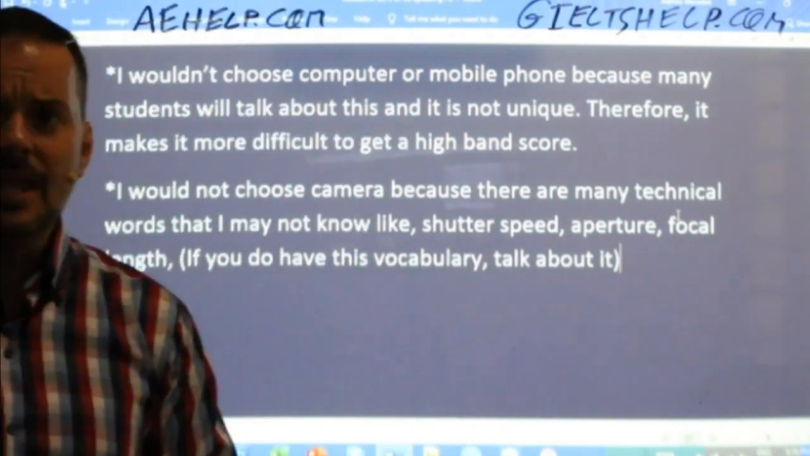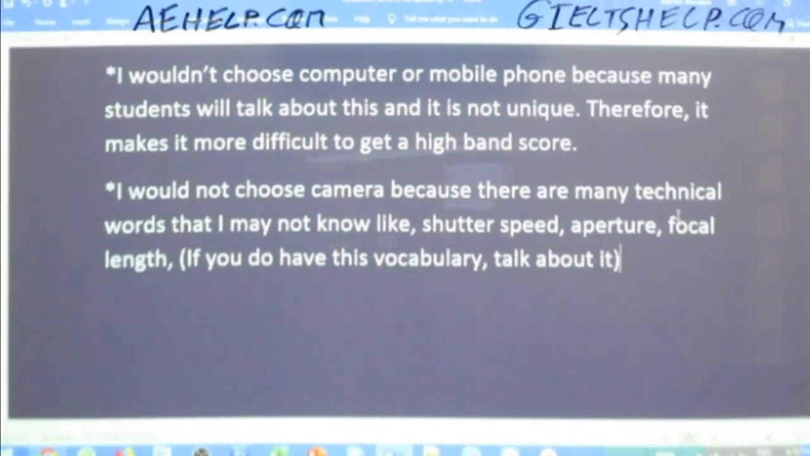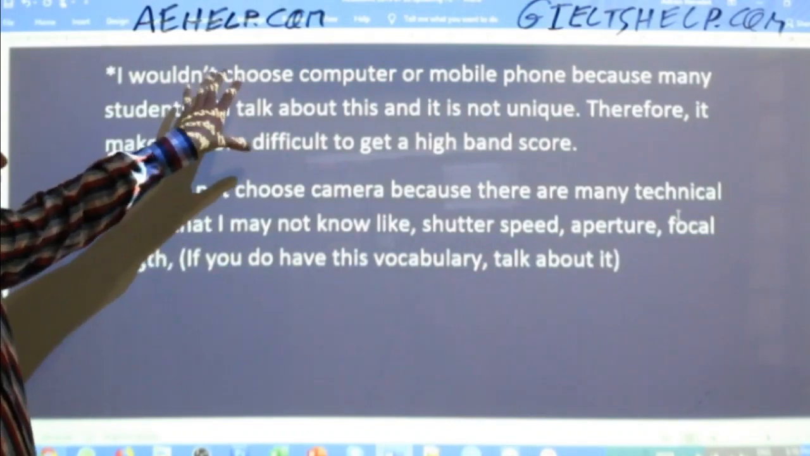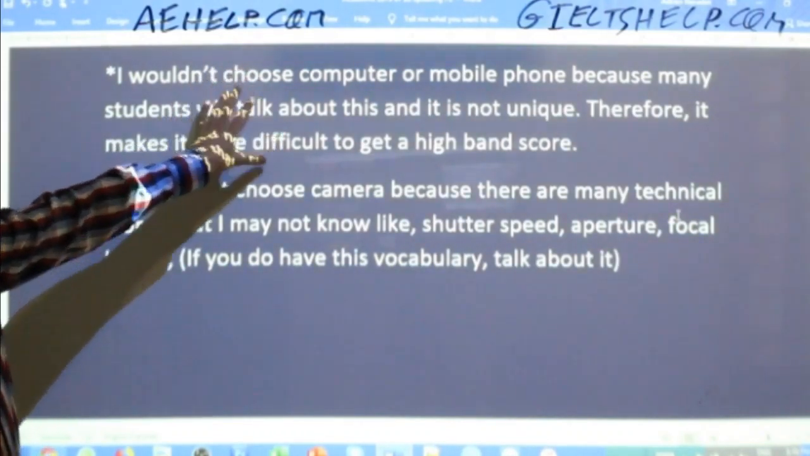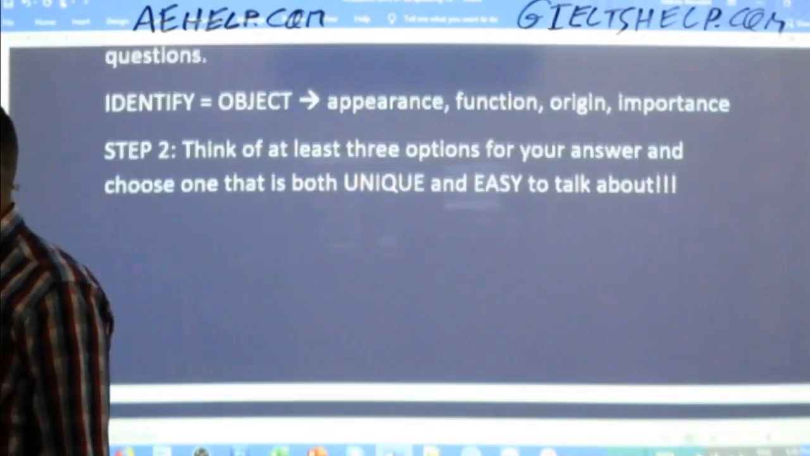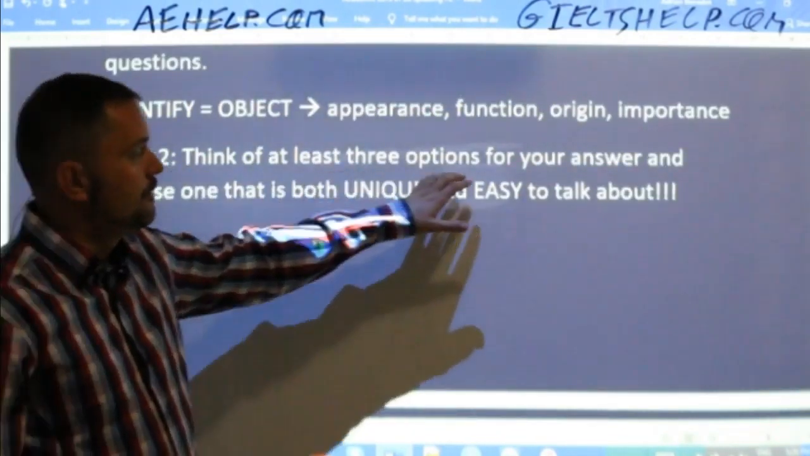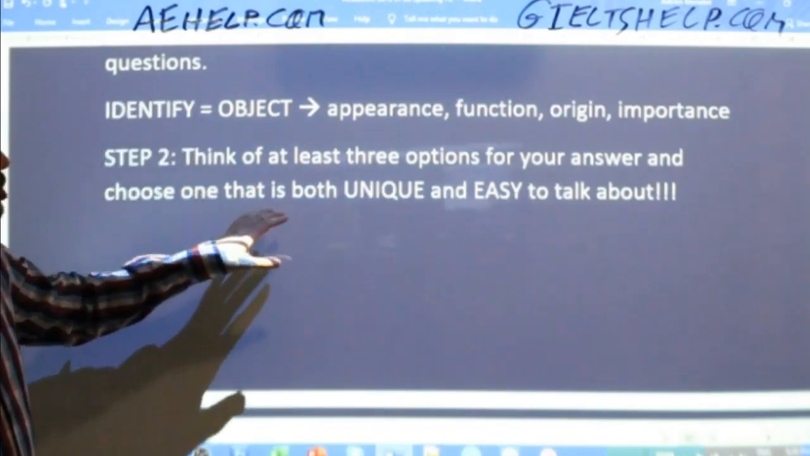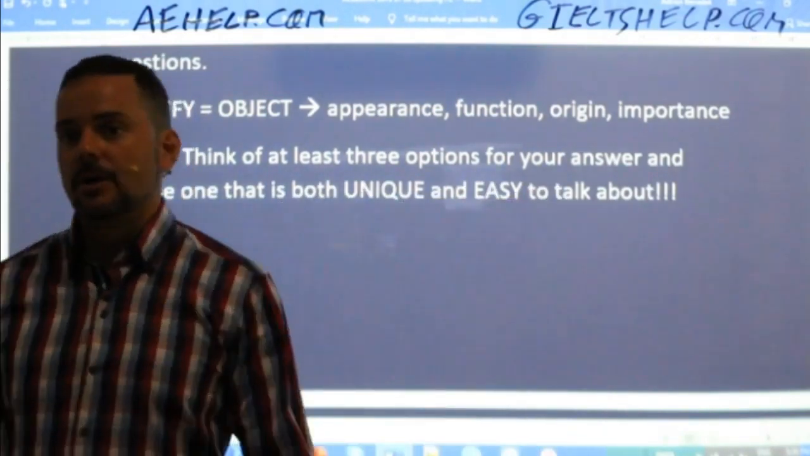Okay? Alvina, a DSLR camera can require quite a bit of training, but it can be very difficult to explain that in English. Okay? So I wouldn't choose ideas or objects that are not unique, and I wouldn't choose objects that are difficult to talk about. That's why I said to you, step 2 is think of at least 3 or 4 options for your answer and choose one that is both unique and easy to talk about. Okay?